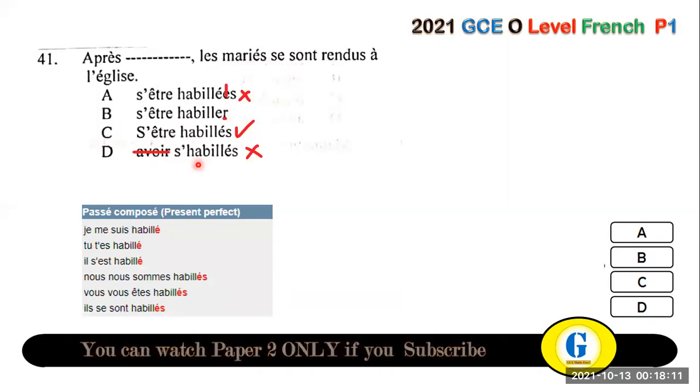41, après blah blah blah, les mariés se sont rendus à l'église. Après s'être habillés, like this, this is how they conjugate the verb now. And we are taking this one because the mariés, those were the spouses, those who got married, the couple. The mariés. So we have it in the plural, s'être habillés. You can see here now.